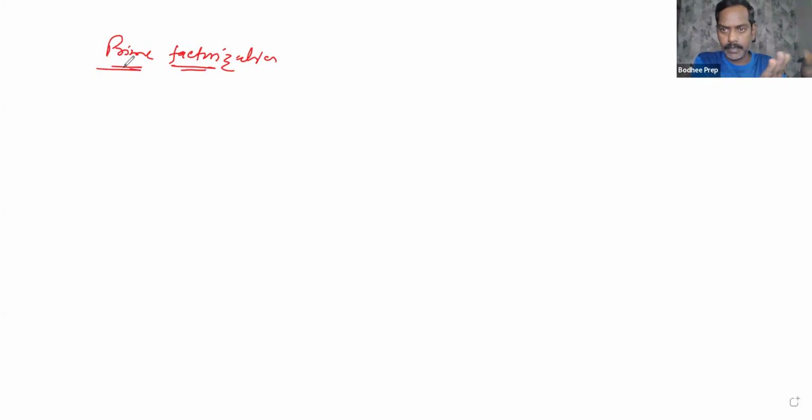prime numbers, right? For example, 6. One way I can write 6 is 1 into 6. The other way is 2 into 3. The first will be ruled out. This is the prime factorization. Why? Because both these factors are prime numbers, right? Every composite number can be broken into a product of prime numbers. Let me repeat. Every composite number, 6 is a composite number, right? Every composite number can be broken into a product of prime numbers.